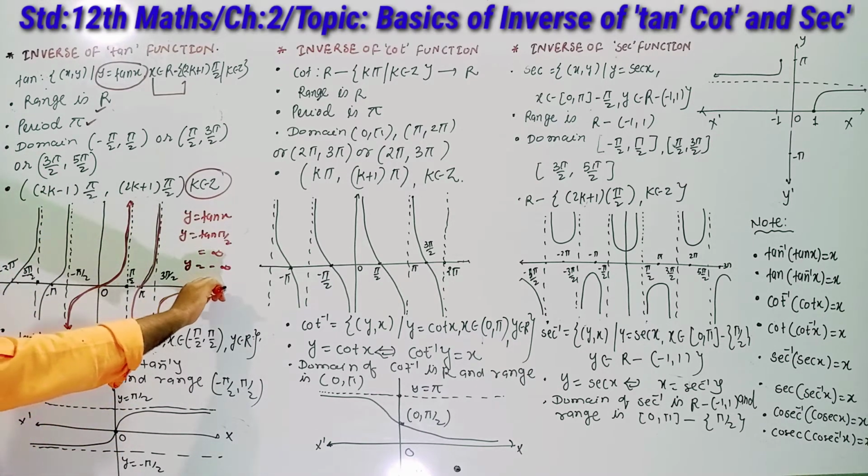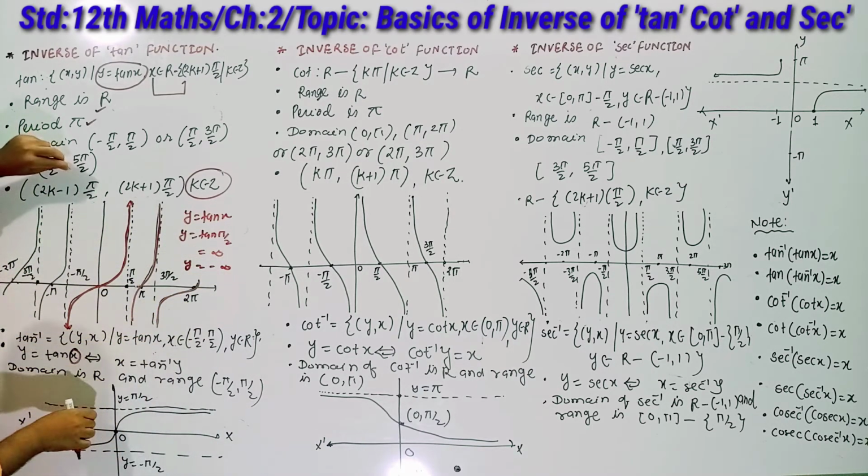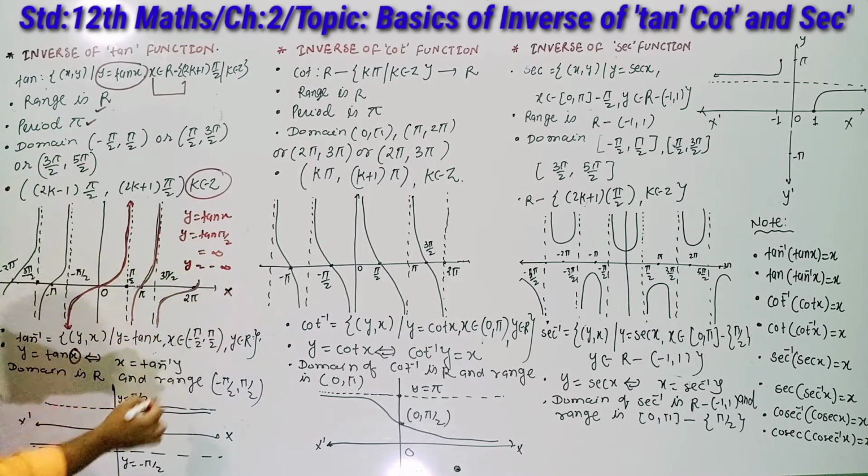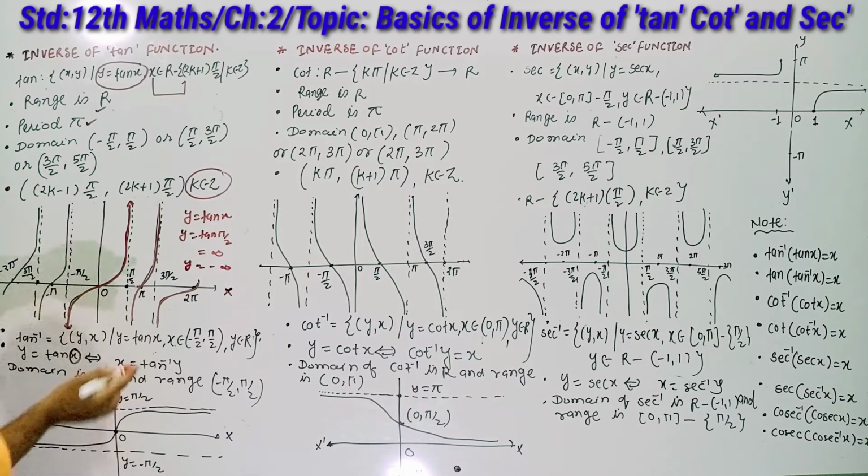If you are holding these things, you can rotate in this way. So the x-axis will become the y-axis and the y-axis will become the x-axis, and you can plot the graph like this.